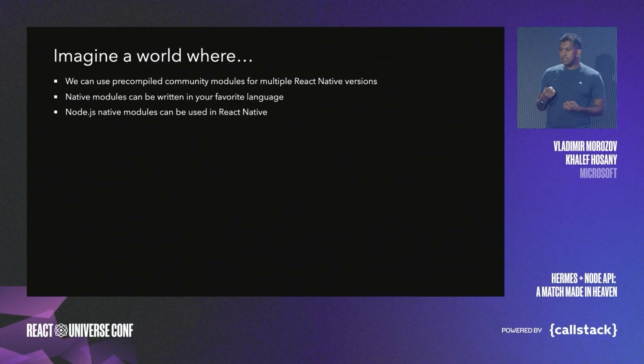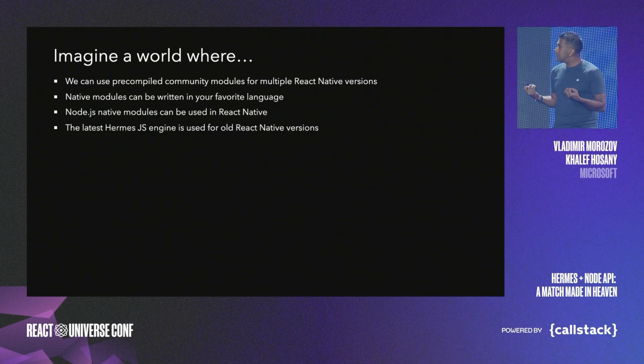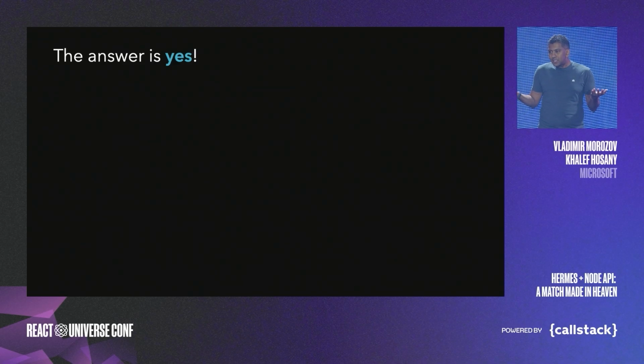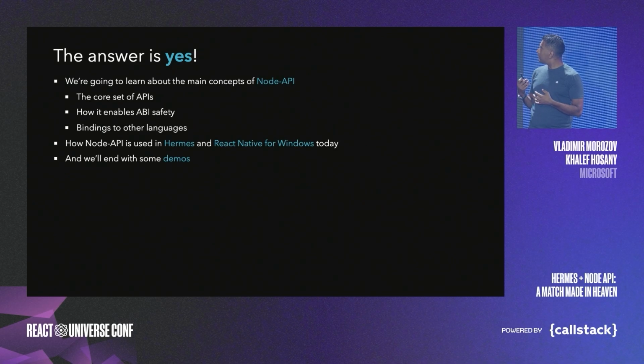And the ability to combine the power of Node.js today with React Native and reuse the native modules that were originally designed for Node.js, but in React Native. And the ability to run the greatest and latest version of Hermes against older versions of React Native. So is that even possible? And the answer is yes. Teaser, so we're going to talk about how Node API actually makes this possible. It's a core component that we're thinking of integrating into React Native, and it enables us to do this.